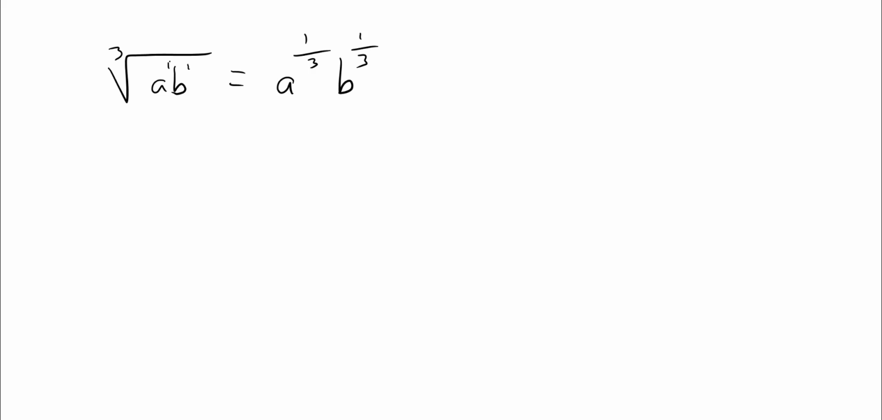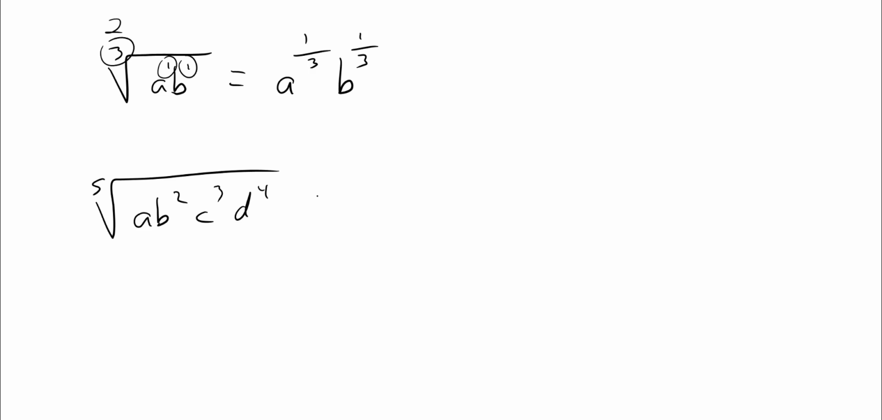So the deal is, you're going to kind of miss something, right? If this has no number here, you put a 1 there. If this has no number here, you put a 2, because it's always a square root. And a by itself is just a to the first, and b by itself is b to the first.